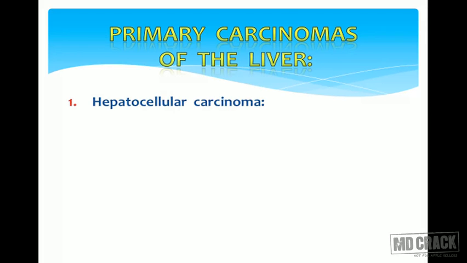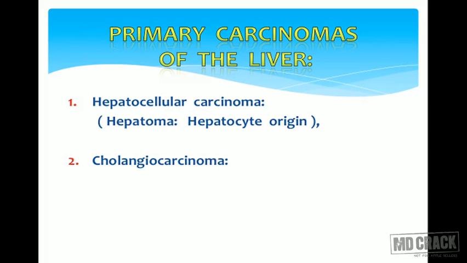So with that, let us have a look at the primary carcinomas of the liver. Hepatocellular carcinoma: this is hepatocytic in origin. The old name was hepatoma.